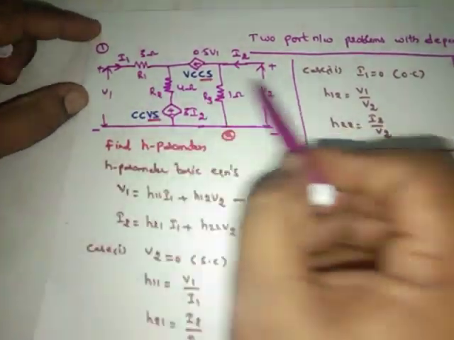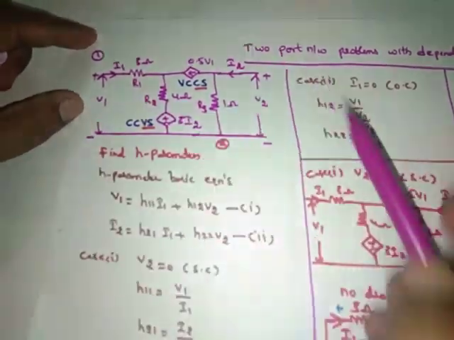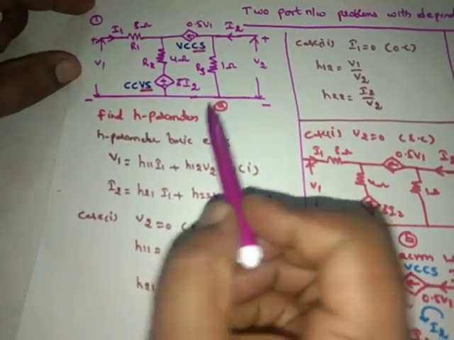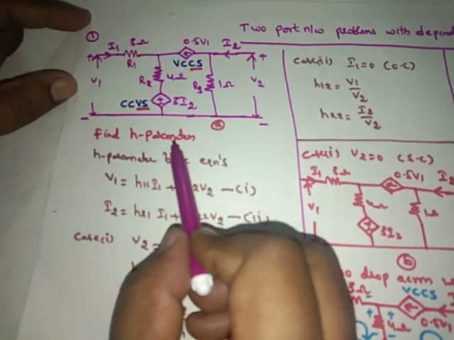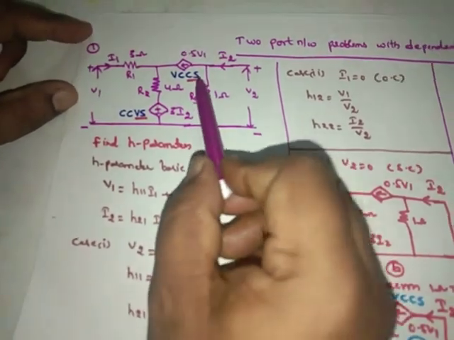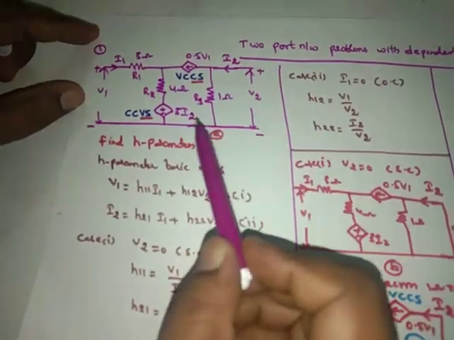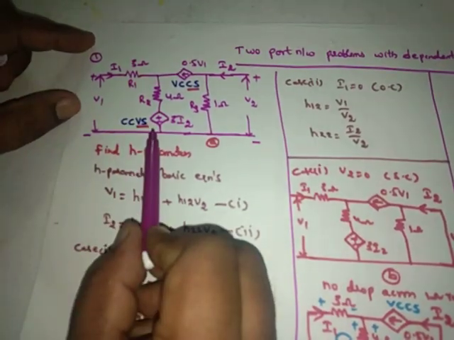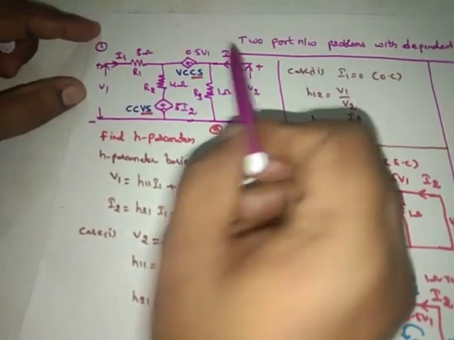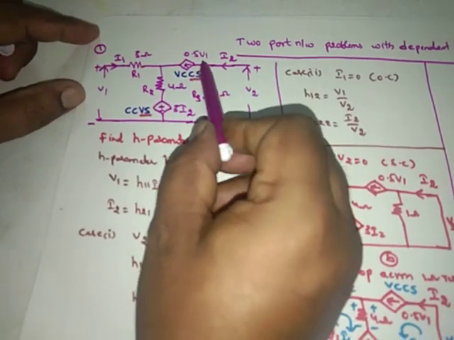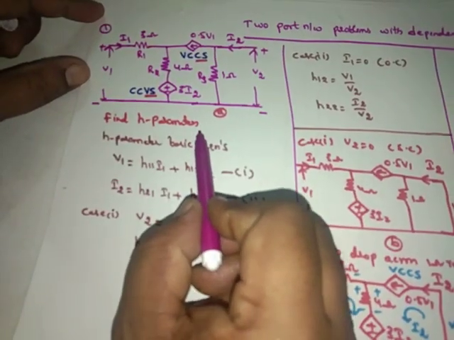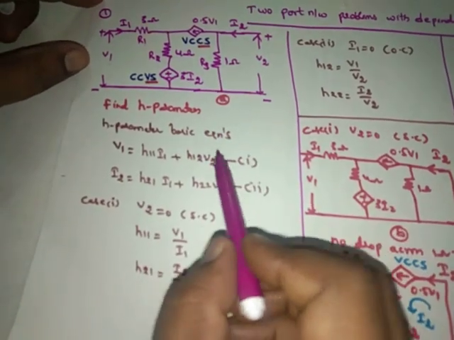Here V1, V2, I2, I1. The problem is to find H parameters. This is figure A. Once again, this problem consists of a voltage controlled current source and a current controlled voltage source. This voltage source value depends upon the I2 current. This current source value depends upon V1, the port 1 voltage.